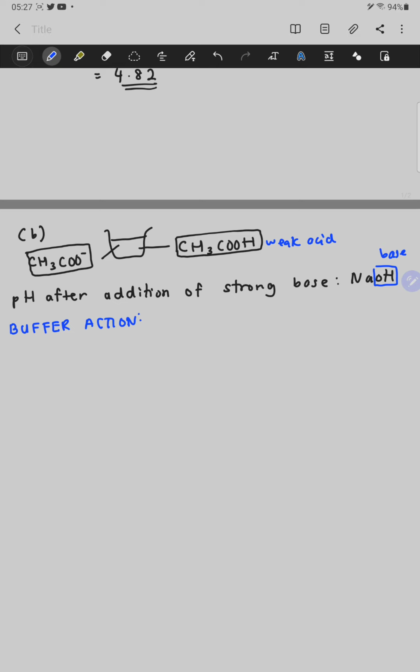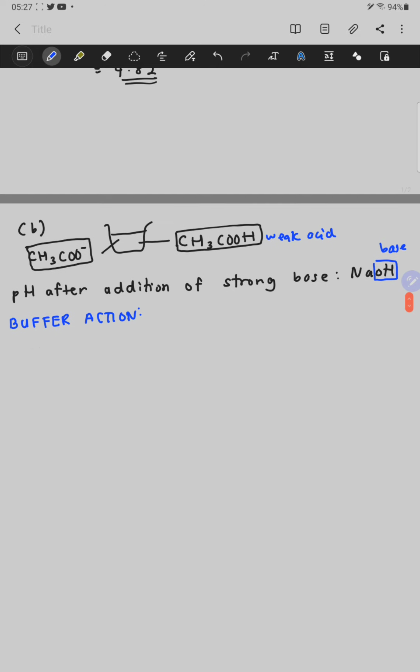Right, so the equation for the buffer action will be CH3COOH aqueous neutralizes OH- ion aqueous. So buffer action will always be a single-headed arrow. It is not a reversible reaction. When an acid reacts with a base, the acid will donate H+ to the base OH-. So you will get CH3COO- ion plus H2O.